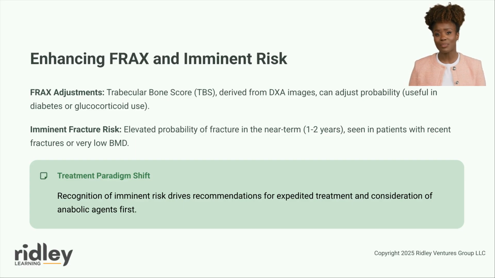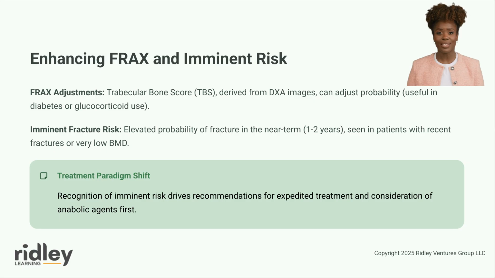The concept of imminent fracture risk has emerged as a critical consideration in contemporary risk assessment and treatment decision-making. Imminent risk refers to the elevated probability of fracture in the near term, typically defined as the subsequent 1 to 2 years, that characterizes patients with recent fragility fracture, very low BMD, multiple vertebral fractures, or fracture while receiving osteoporosis therapy.